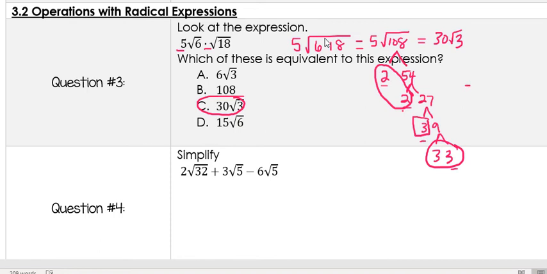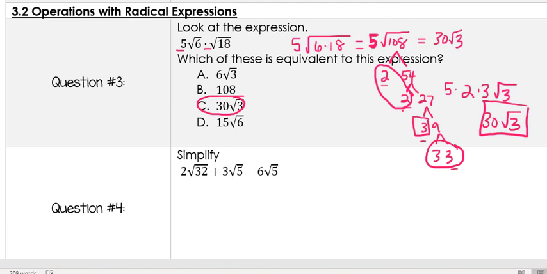So I can pull that pair of 2's out, I can pull that pair of 3's out, we multiply those together, and I'm left with a 3 inside of the house. That's that prime number 3 that's left over. But remember, we had a 5 out front to begin with. So I need to bring him back into the picture. And now I have 5 times 2, which is 10, and 10 times 3, which is 30. And that is where the calculator is getting 30 square root of 3 from.